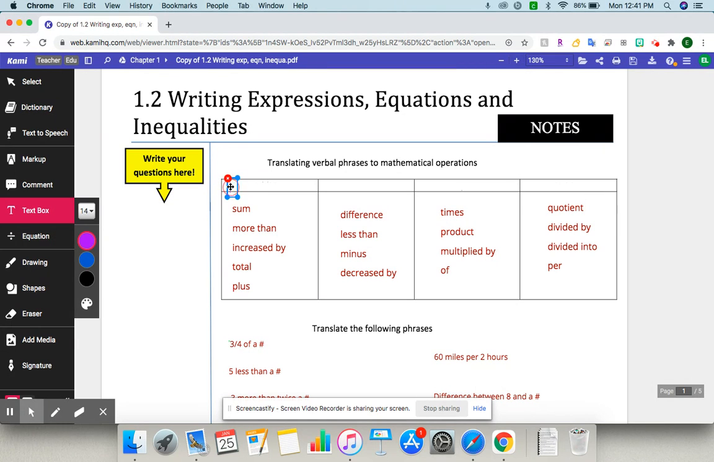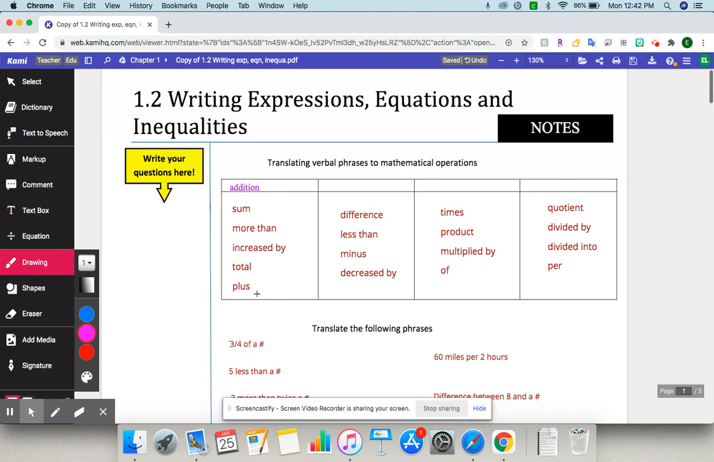This first list, sum, more than, increased by, total, and plus, all describe the operation of addition. And obviously we use this symbol to describe addition as well. We might say sum and total refer to the result of adding two or more numbers.